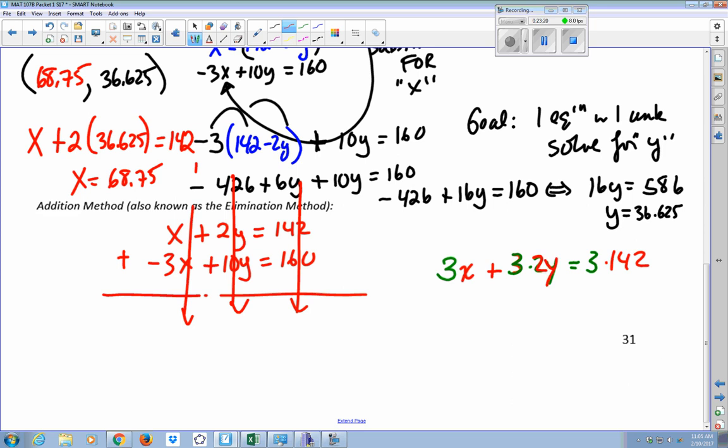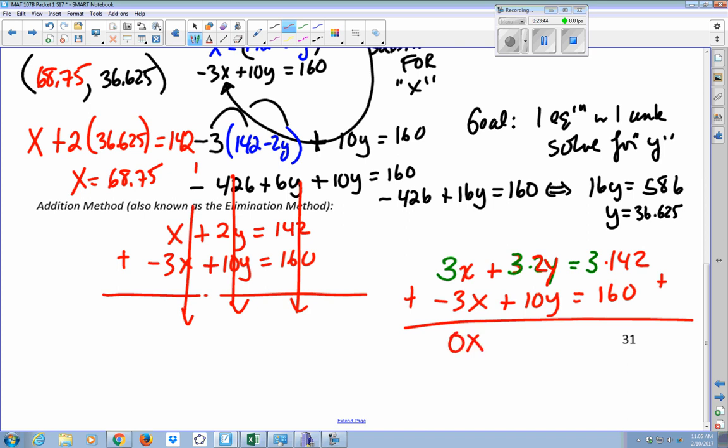So I've just multiplied everything in that first equation by 3, which I have the right to do because I can multiply both sides of an equation by a non-zero number anytime I feel like it without changing it. And now look what happens when I add everything on the left side and everything on the right side. So 3x take away 3x gives me 0x. Yoo-hoo! That's gone. It's eliminated because that's just a 0. And I get 3 times 2, 6y plus 10y is 16y. And on this side, I get 586.